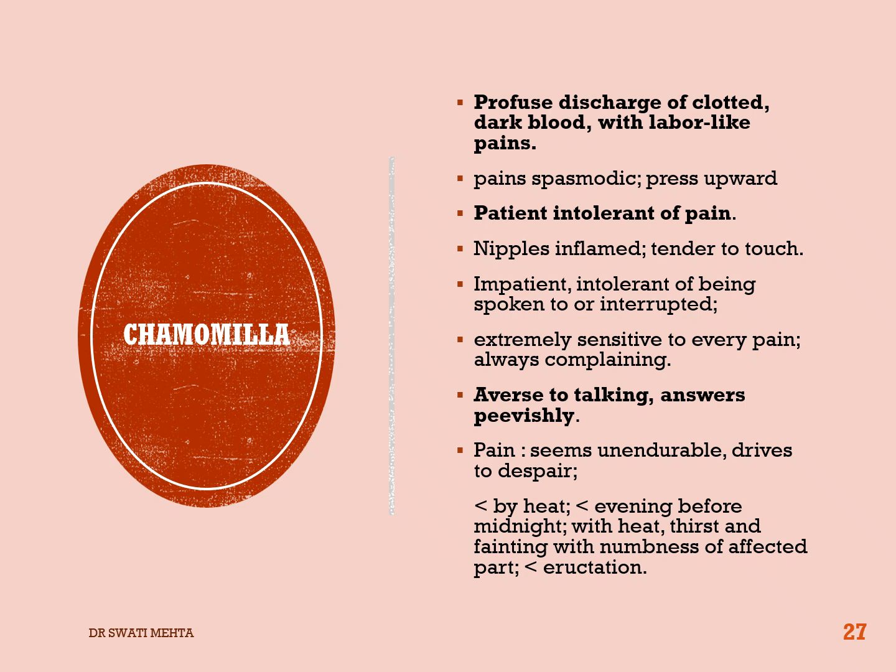Chamomilla is the remedy for unbearable pain and extreme irritability. The patient becomes angry, restless, and cannot tolerate the pain. Menstrual flow is dark, clotted, and associated with labor-like pain. So labor-like pain again indicates spasmodic dysmenorrhea. The patient has intolerance of pain. With that, the patient has an inflamed nipple which is very tender to touch. Extremely sensitive to every pain and always complaining of the pain.